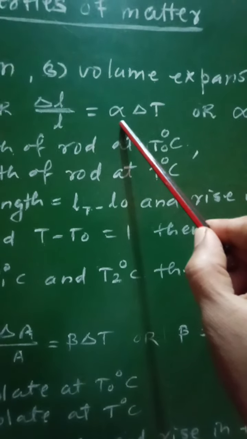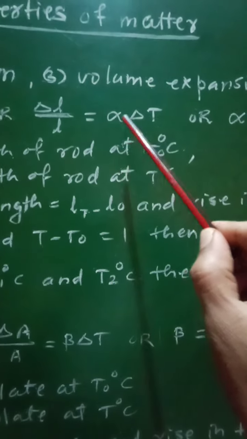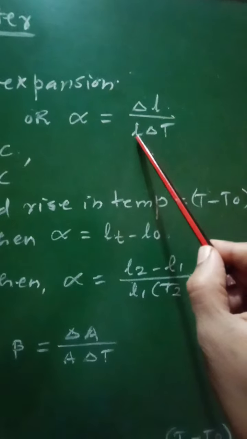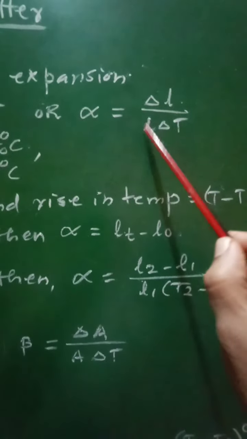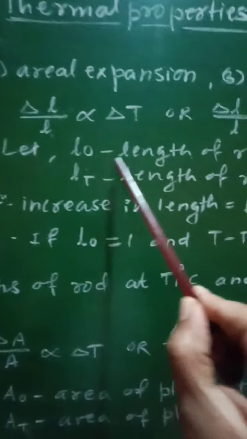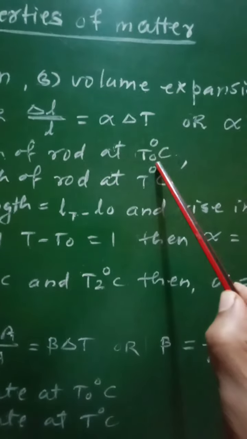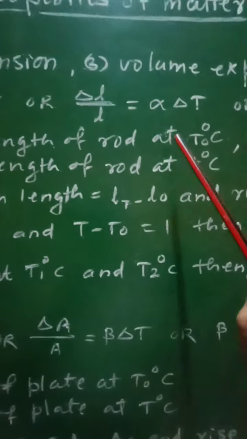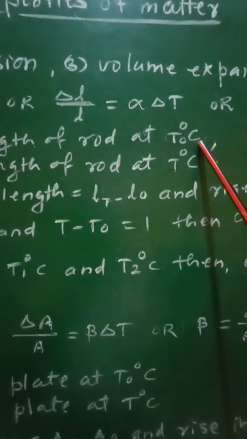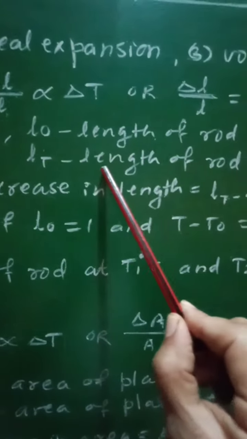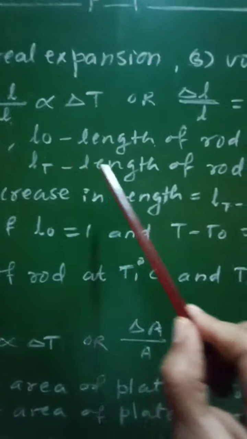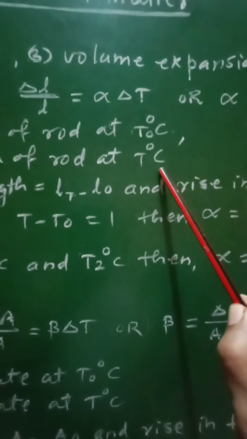And therefore we can write alpha equal to delta L upon L into delta T. Now let L0 be the length of that rod at T0 degrees Celsius temperature. So L0 is the length of the rod at T0 degrees Celsius temperature. Similarly, LT will represent the length of the rod at T degrees Celsius temperature.